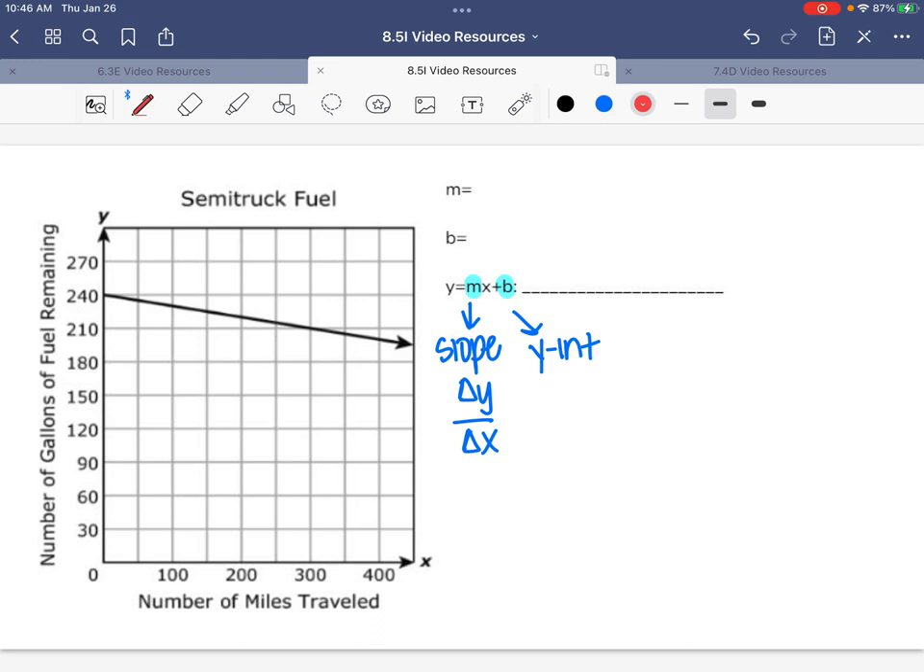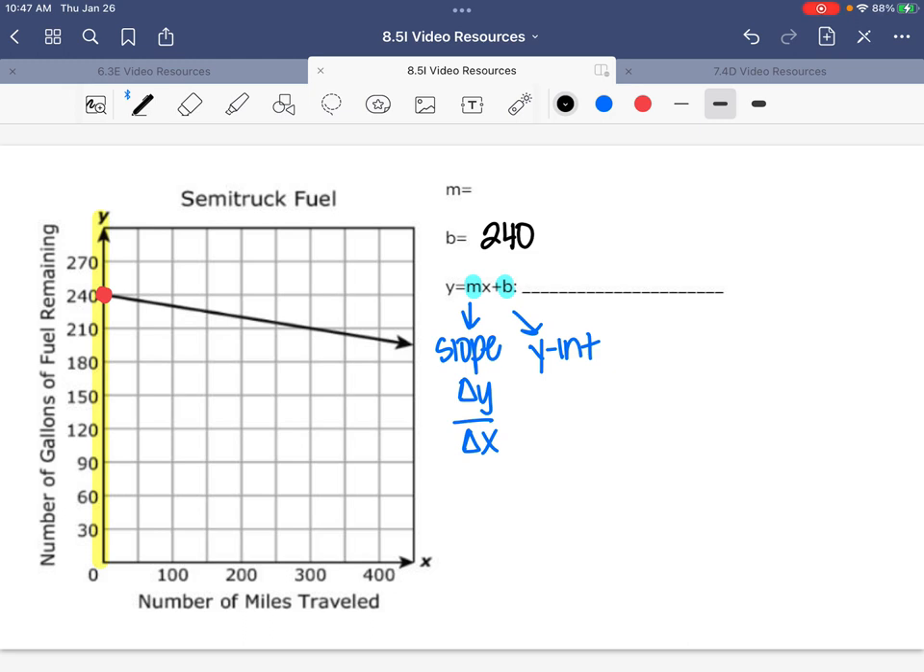So I'm going to go to my y-axis, which is the straight up and down vertical one. And I'm going to find where this line crosses that y-axis. It crosses right there at 240. So my y-intercept is 240. Well, now I just need to find my slope.